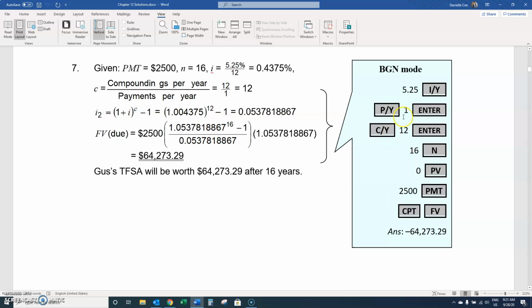What I suggest is when you finish the question, automatically go back to second, BGN, second, set to change it back to END, second, quit, and that way it's always on end mode, unless you purposely set it to beginning mode for a question. Try to get in the habit of doing it that way, so you don't accidentally leave it in beginning mode and then do the rest of your exam in beginning mode by mistake. All right, that's it for that question.